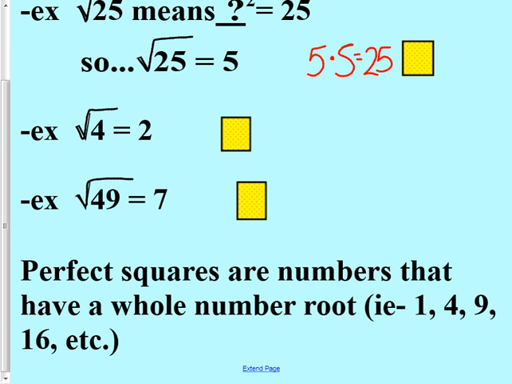So we talk about perfect squares as numbers that have a whole number root. If I think about a number like 48, for example, 48 does not have a whole number as a square root, because you can't multiply any whole number times itself and get 48.